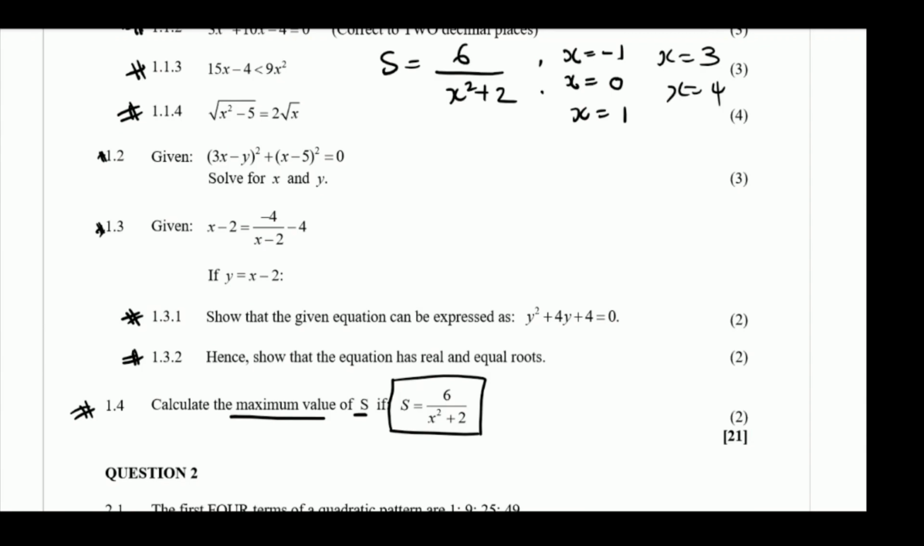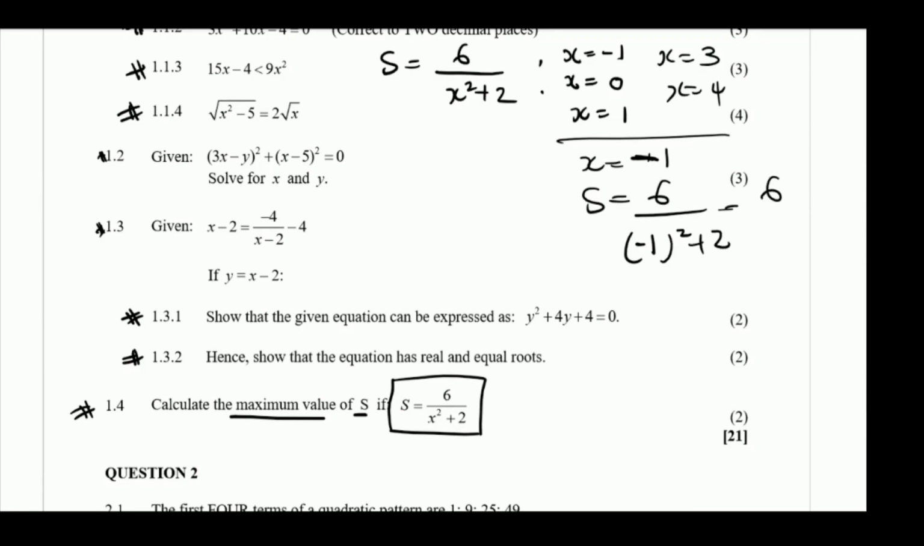So, for example, I try x equals -1. So s would be equal to 6 over (-1) squared plus 2. So the value I'm going to get is 6 over, this (-1) squared is going to be 1 plus 2, meaning it's going to be 6 over 3. So the denominator is 3 for x equals -1.